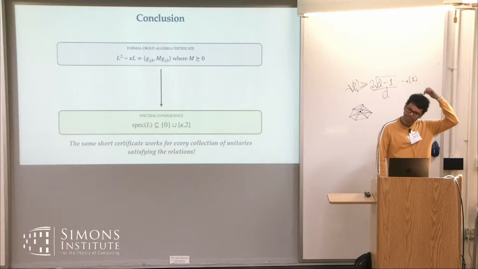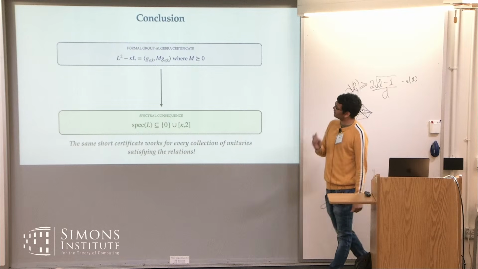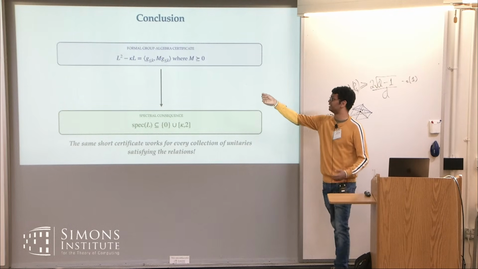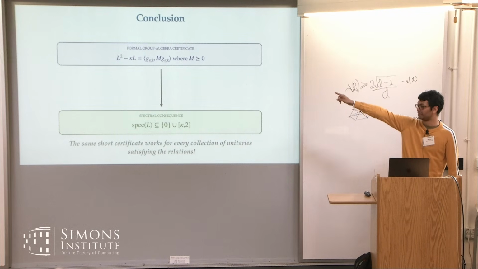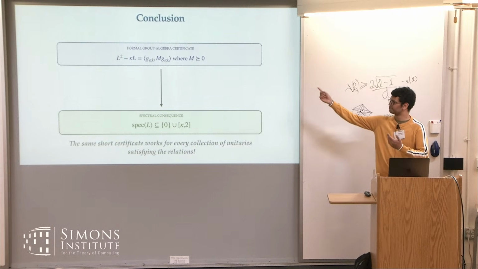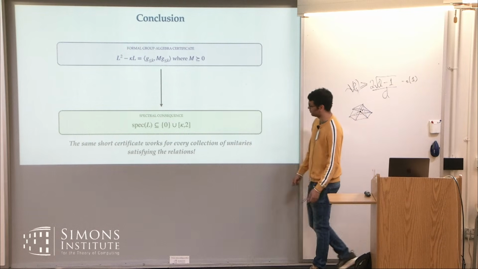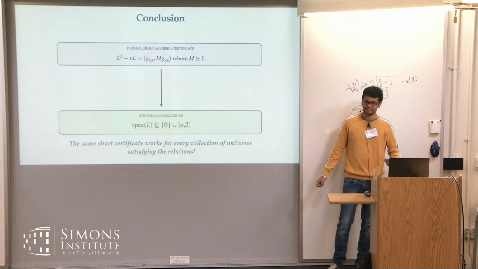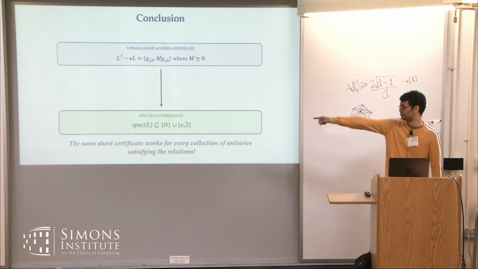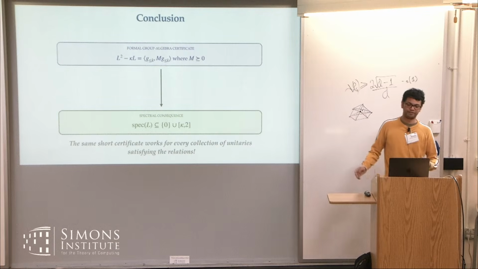Okay, so maybe in conclusion for this part of the talk, if you can, in the formal group algebra, express the square of the Laplacian minus kappa times the Laplacian as this quadratic form with a PSD matrix, then it automatically, for free, tells you that if you take that expression and plug in any set of unitaries satisfying the same relations, you get that the spectrum of whatever Laplacian you have either has eigenvalues at 0 or bounded away from 0 by some amount kappa.